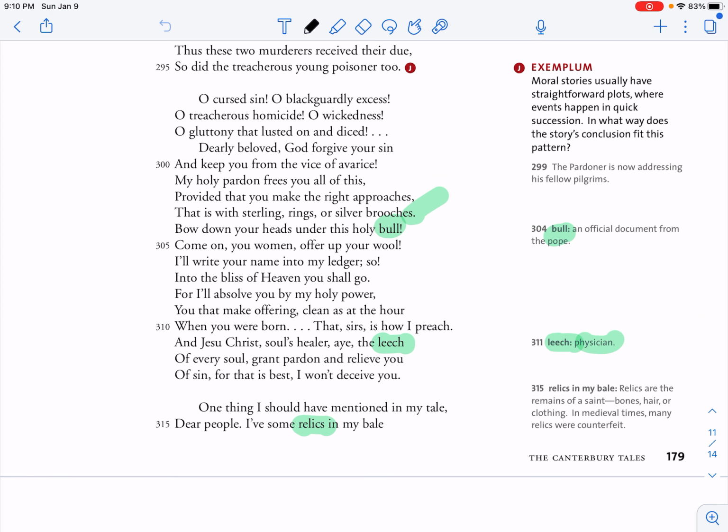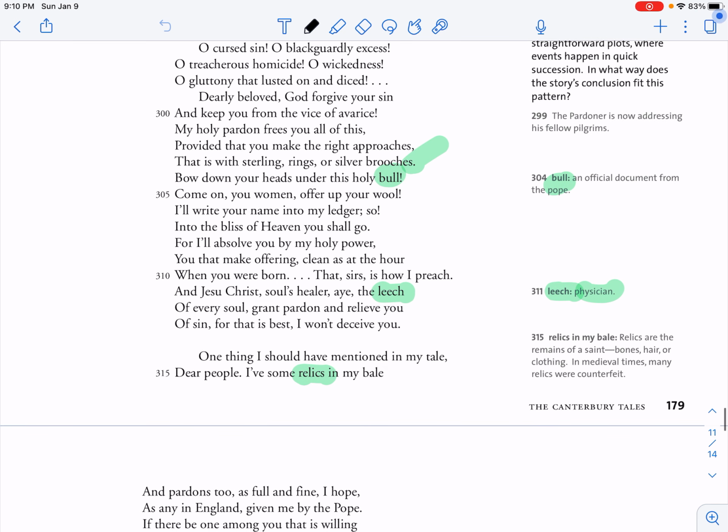He says, O cursed sin, O blackguardly excess, O treacherous homicide, O wickedness, O gluttony that lusted on and diced. Dearly beloved, God forgive your sin, and keep you from the vice of avarice. My holy pardon frees you all of this, provided that you make the right approaches, that is with sterling rings or silver brooches.